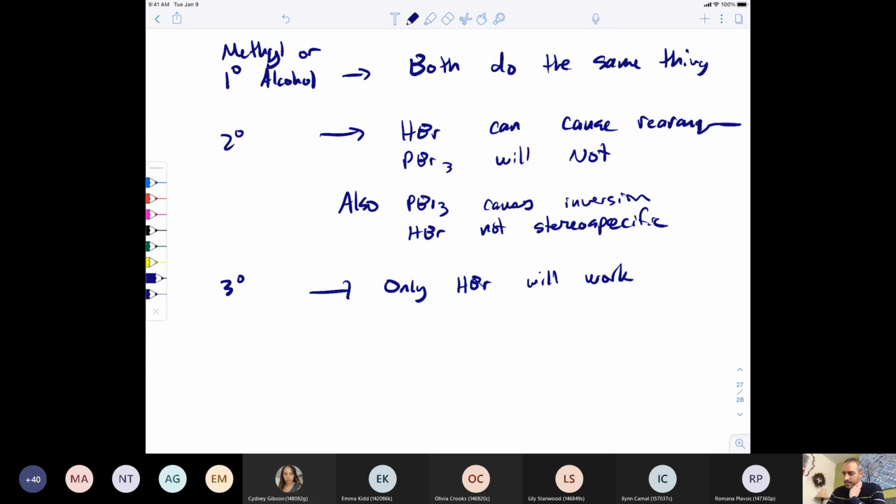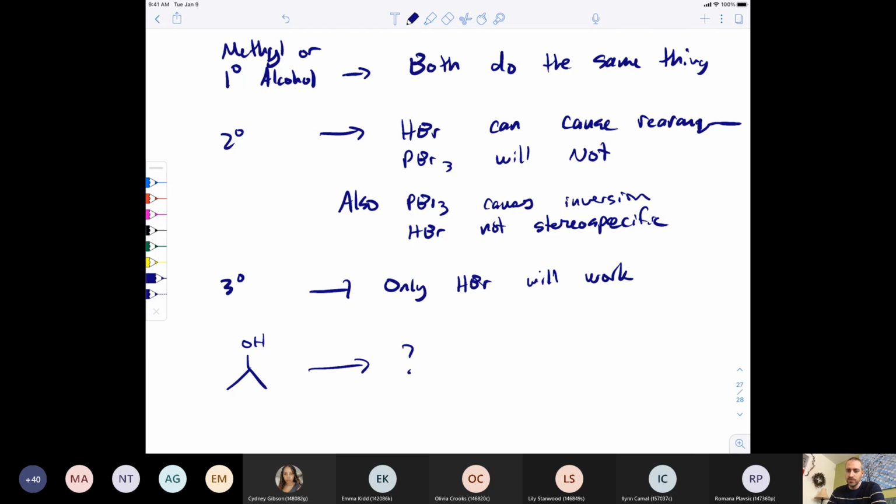If it's secondary, generally PBr3 is a better choice because it avoids rearrangements and preserves stereochemistry. It inverts stereochemistry. But HBr could be used for a secondary where neither of those are an issue, like the example we saw above, like this. And primary doesn't matter. Use them both. Either one. Both are okay. So that's for HBr versus PBr3 for alcohols.